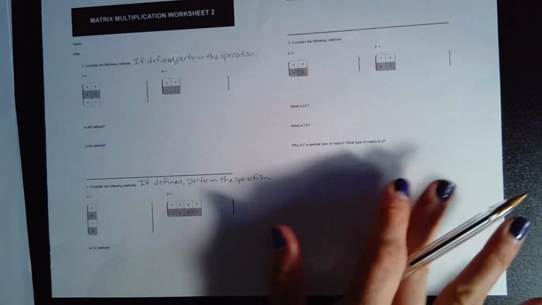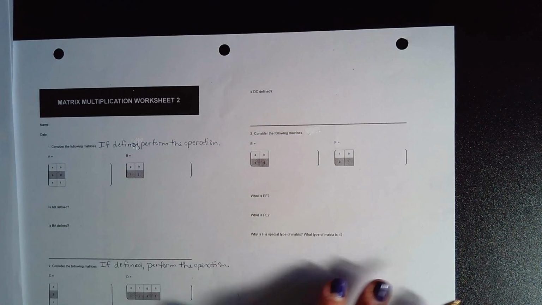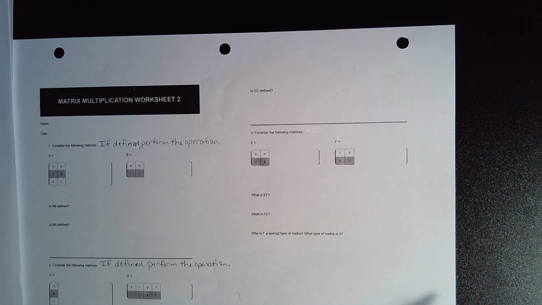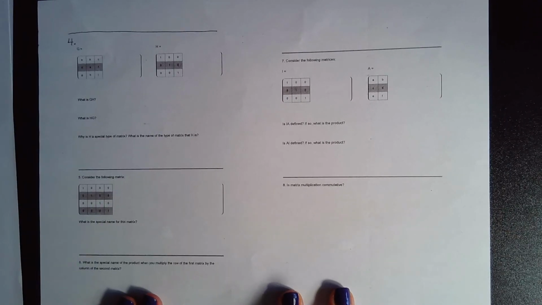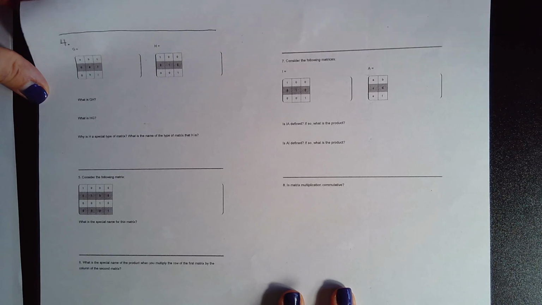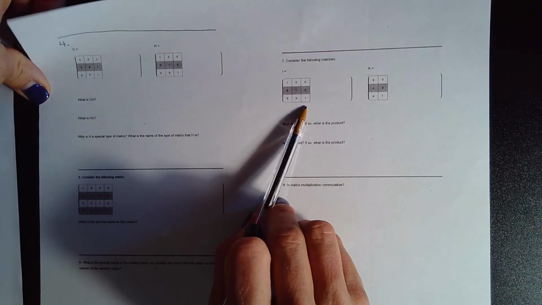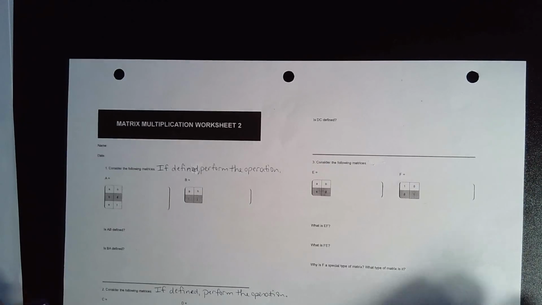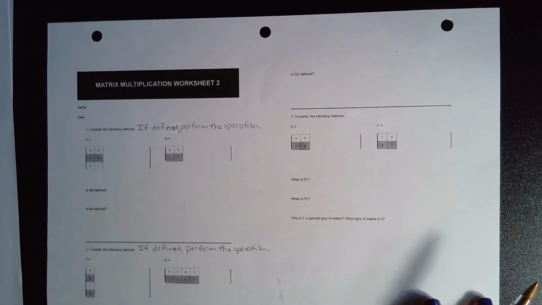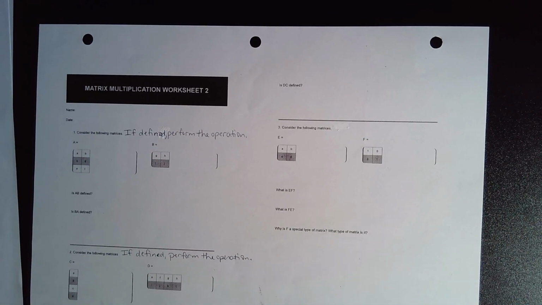Oops, my light just turned off. Number 3, and then on the back, 4, 5, 6, and 7. This worksheet includes some problems with identity matrices in them. As you can see, these are identity matrices. All right, thank you guys for your attention, and I will see you on Tuesday. Bye-bye.